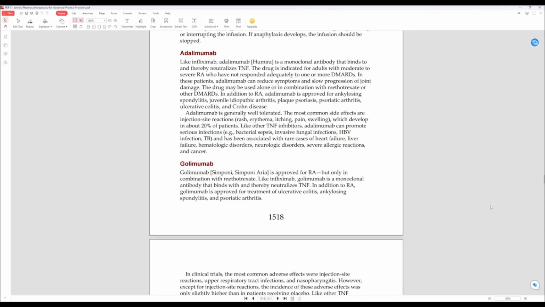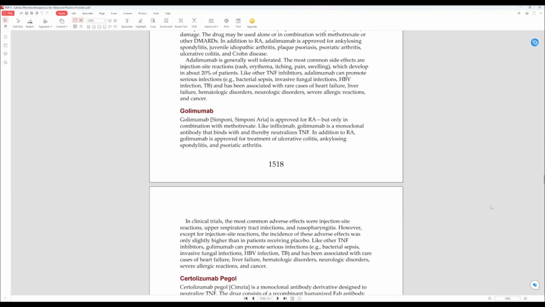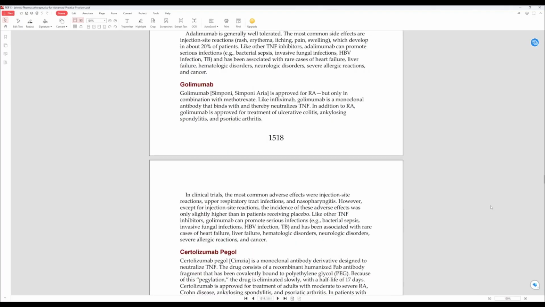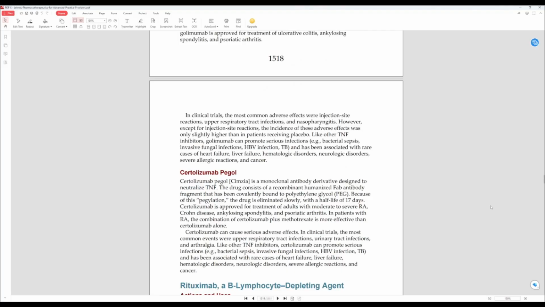including cancer. Which brings us to golimumab, also known as Simponi, which is approved for RA, but only when taken in combination with methotrexate. Similar to infliximab, golimumab is a monoclonal antibody that binds with and thereby neutralizes TNF. In addition to RA, golimumab is approved for the treatment of ulcerative colitis, ankylosing spondylitis, and psoriatic arthritis.